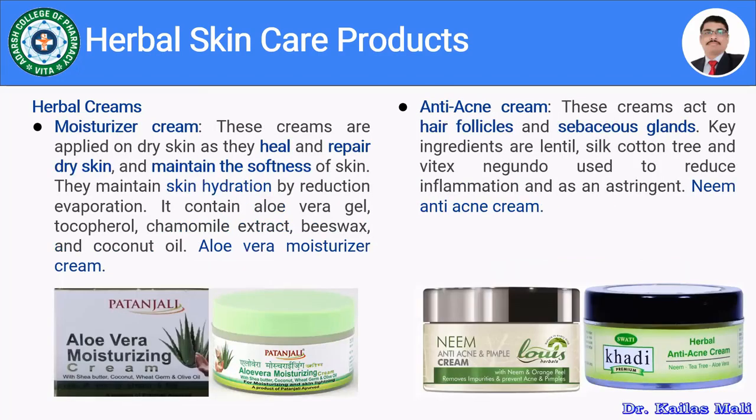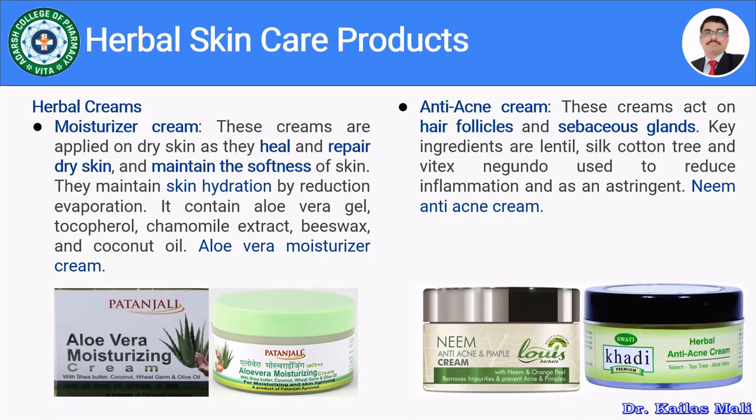Let us see the next type of herbal cream, known as the moisturizer cream. Moisturizer creams are applied mainly to dry skin, as they heal and repair the dry skin and maintain the softness of skin. They maintain skin hydration by reducing evaporation, and furthermore, they prevent the drying of the skin. Mainly it comprises aloe vera gel, tocopherol, chamomile extract, beeswax, and coconut oil. These are some of the basic components present in the moisturizer cream. For example, aloe vera moisturizer cream.